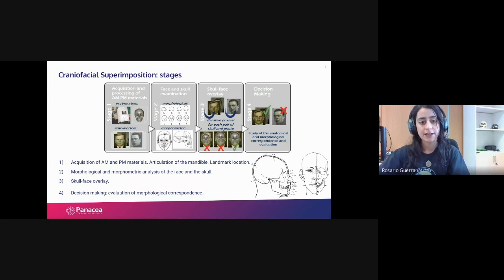And finally, the last stage would be the decision-making stage, in which the expert, using the tools that are available in Skeleton-ID to compare, which we will see in a minute, would start evaluating the correspondence and the inconsistencies of each of the anatomical features and the morphological characteristics of every skull face overlay. And then, according to the quantity and the quality of the materials that are being compared, would reach a decision on the identification of the remains with a given degree of support.